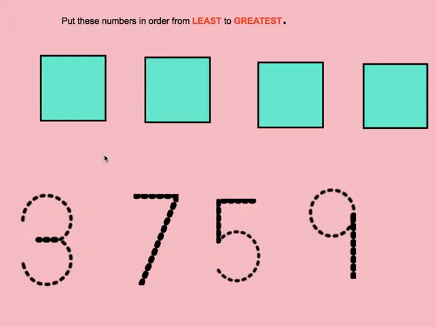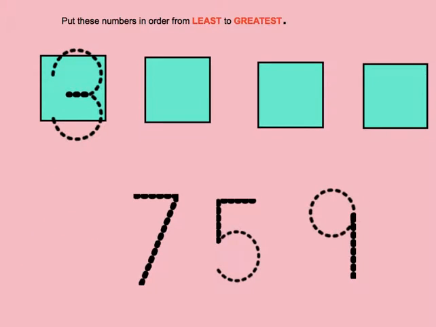For my next activity, students are working with least to greatest. The students are to put the numbers least to greatest from left to right in the blue boxes. If the student were to try 9 as the least number, it will bounce back. But if they correctly pick the number 3, it will hold in the blue box.